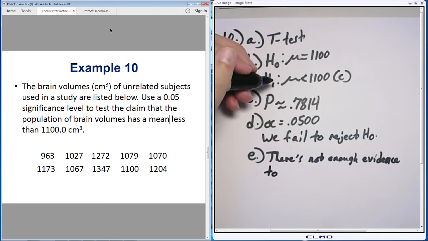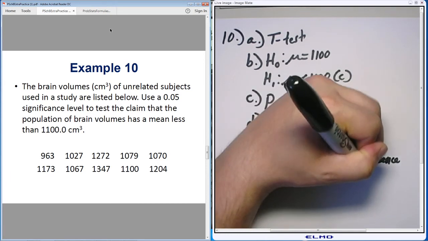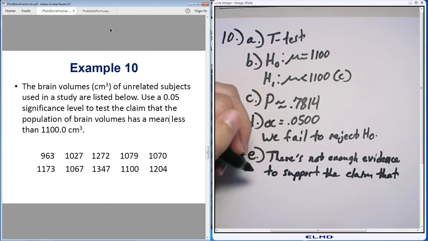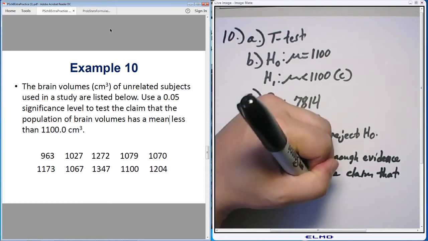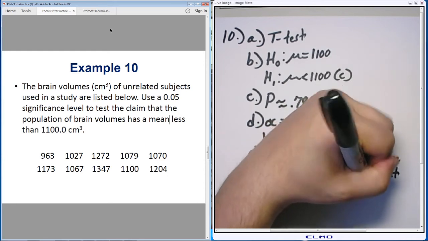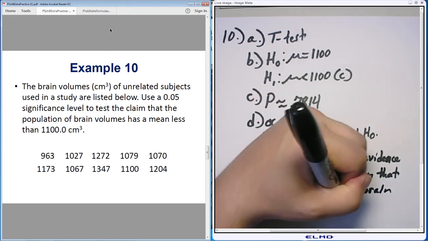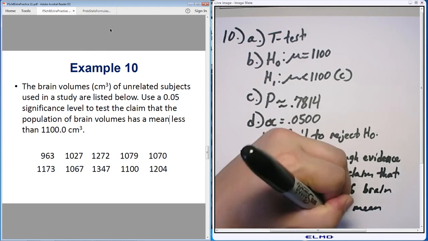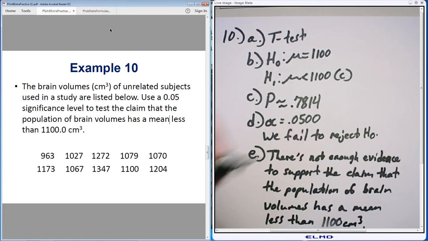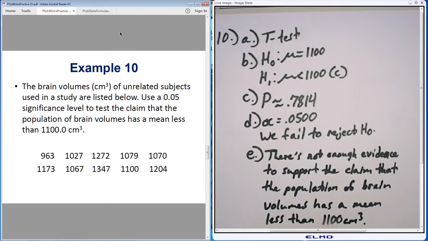All right, the claim is H sub 1, so support the claim that, now we have to relate it back to the original problem, the population of brain volumes has a mean less than 1100 cubic centimeters. That's number 10.